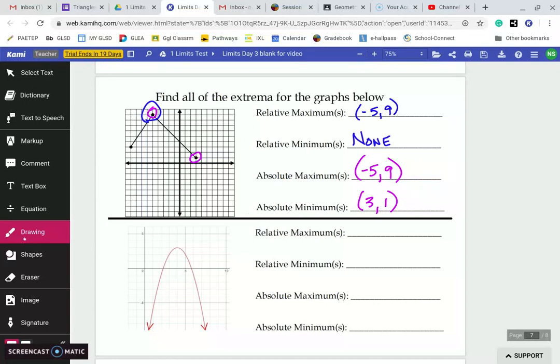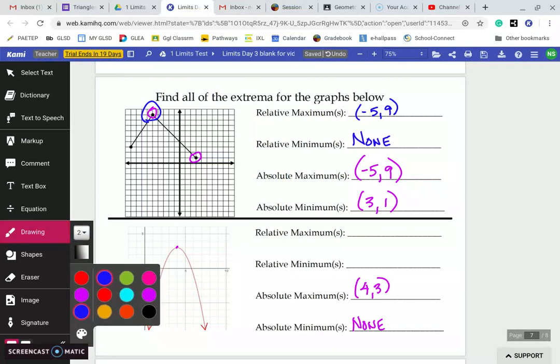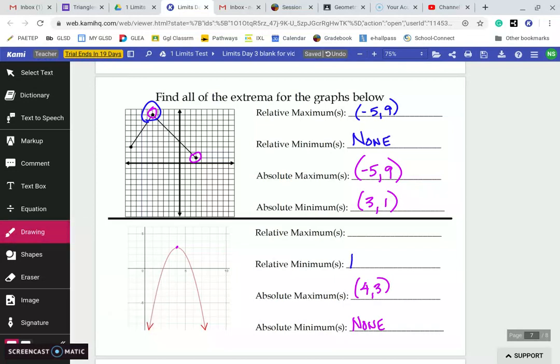Okay, now for my next one, I see we have arrows this time. So that means there is no absolute minimum. But there is an absolute maximum. It's right there. And that's going to be at the point 4, 3. And that's my absolutely highest point. Now for my relatives. I have no relative minimums again. But 4, 3 is again my relative maximum because it changes from increasing to decreasing.